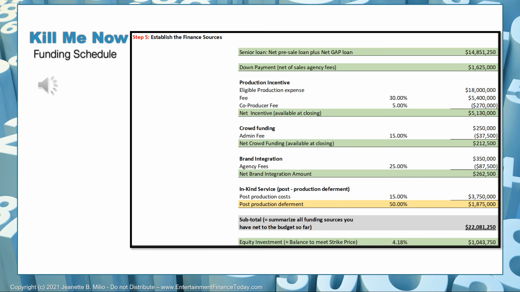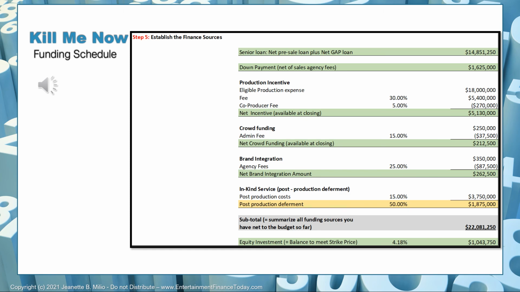So we said we have a loan of 14,851,250. We have the down payment of 1,625,000. So now let's see what else we have. The production incentive is 30% of the below the line, which is 18 million. So the production incentive is going to be 5,400,000. The co-producer fee on that is 5%, so 270,000 are deducted, leaving us with a net incentive of 5,130,000.